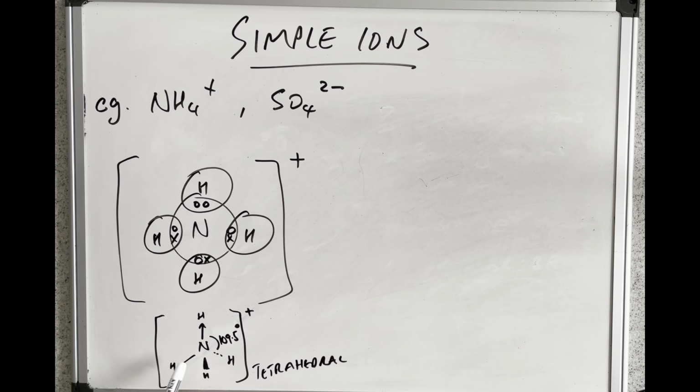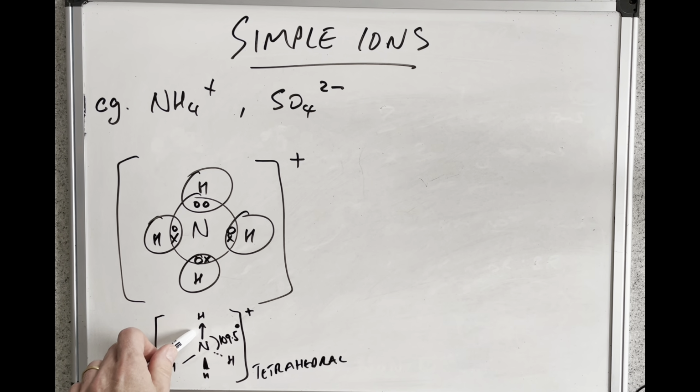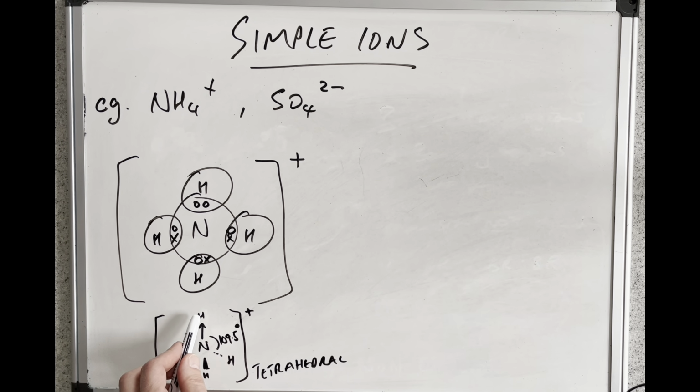So there's my shape diagram. So just a classic tetrahedral shape. That bond there, remember that's the coordinate bond or the dative covalent bond. So that's represented as an arrow because it's showing the direction the electrons are coming from. So they're coming from the nitrogen to the H+ ion. So it's drawn that way. 109.5 degree bond angle, obviously tetrahedral shape.